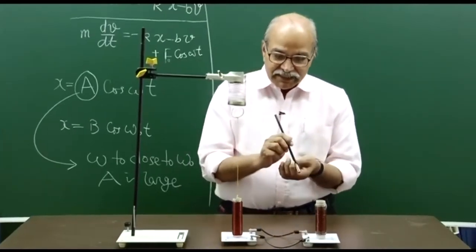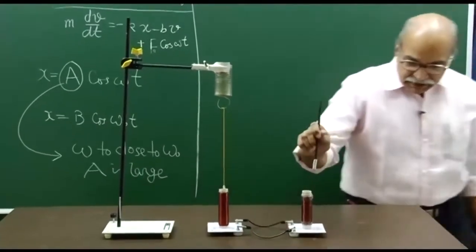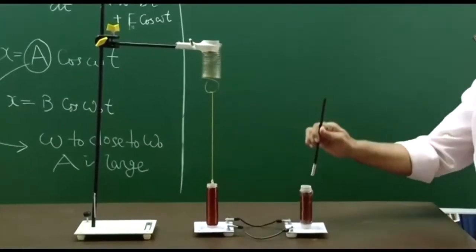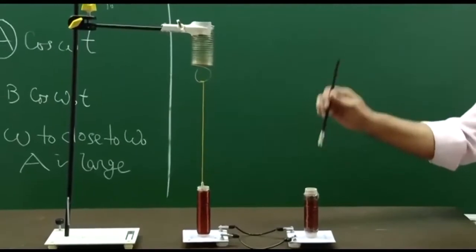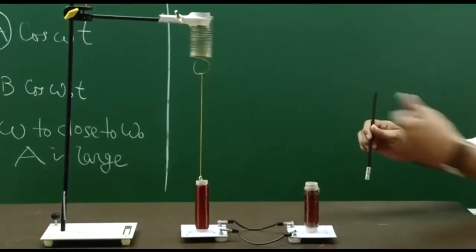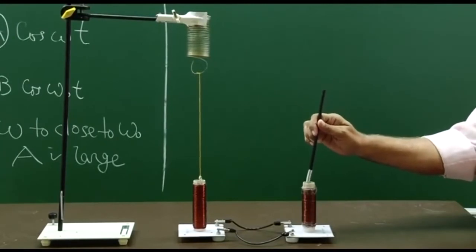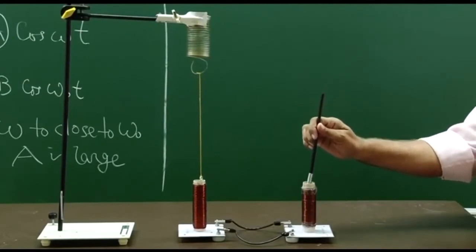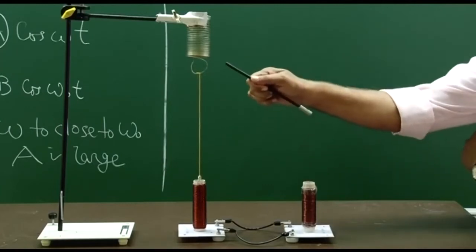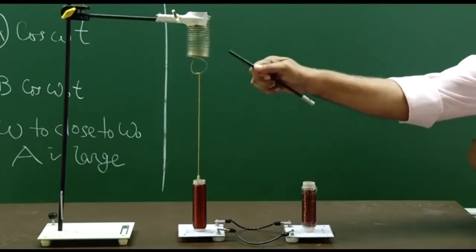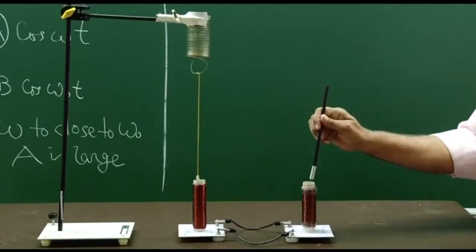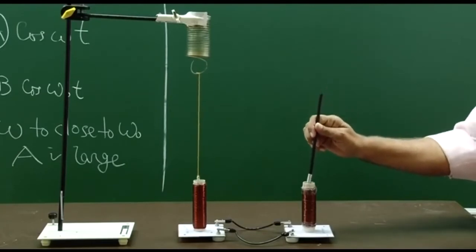So, I take this magnet and put it here and oscillate it at a certain frequency, and that frequency will decide the frequency of the external periodic force. So, you focus on this frequency at which I am taking it in and out, and the amplitude of the oscillation here. So, look at it. I am going with a very small frequency.